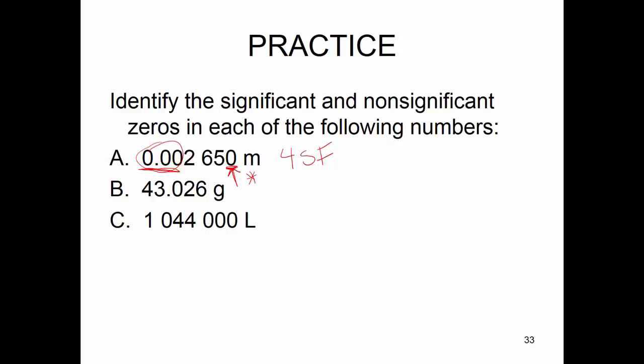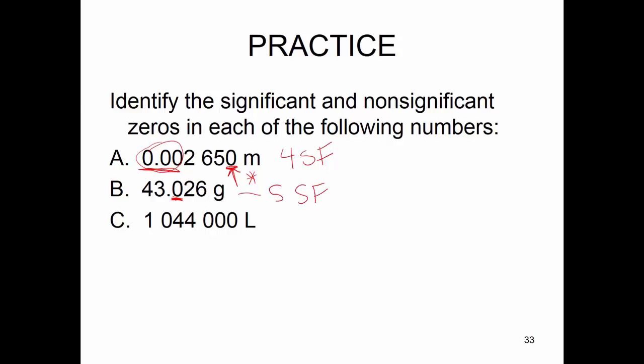For the next one, we have that sandwiched 0, as I call it. It's in between 2 non-zero digits. It doesn't matter about the decimal in this situation. It is significant. So all the numbers here are significant: the 4, the 3, the 0, the 2, the 6. So we have 5 significant figures.